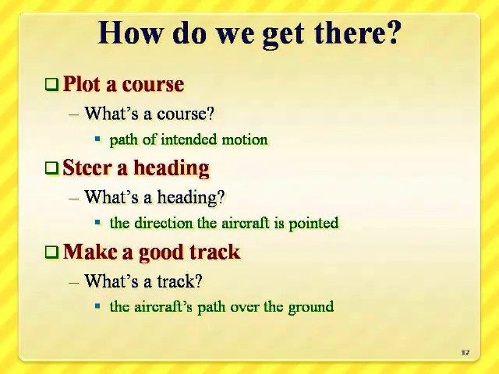Then how do we go to our destination without much wastage of fuel, time, etc.? So first we plot a course. What's a course? It's a path of intended motion. Then steer a heading is another phrase we use for this. What is a heading? The direction the aircraft is pointed is known as the heading. Make a good track. What is the track? The aircraft's path over the ground.